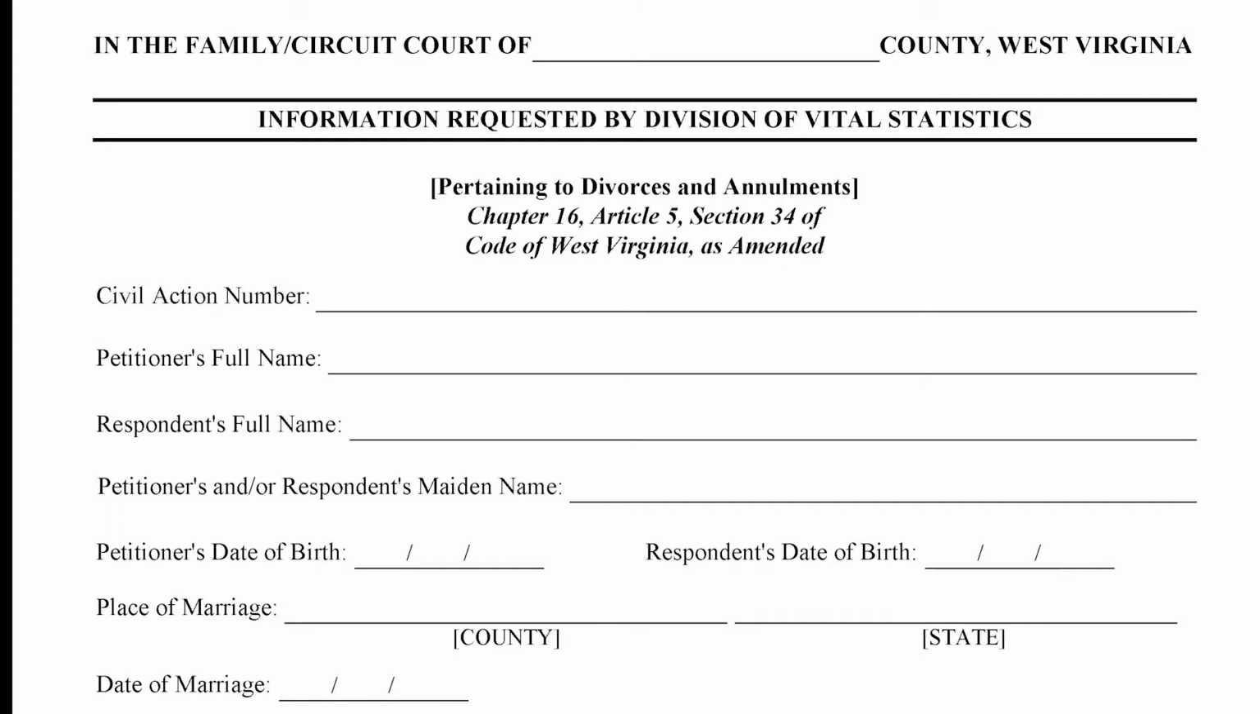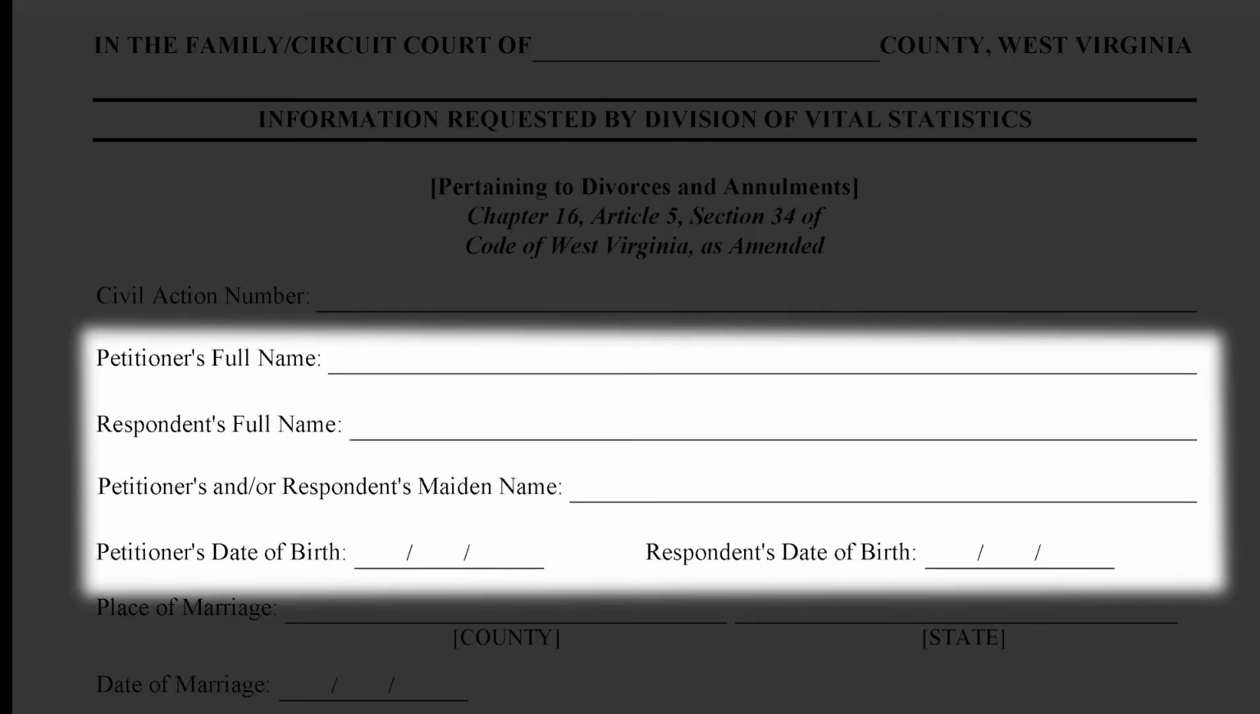Petitioner's name, add your full first, middle, and last name if you're the one filing. If you're answering a divorce petition, then you will be the respondent, and you will add your name under respondent, full first, middle, and last name. Whichever one you do not use, add the name of your spouse.